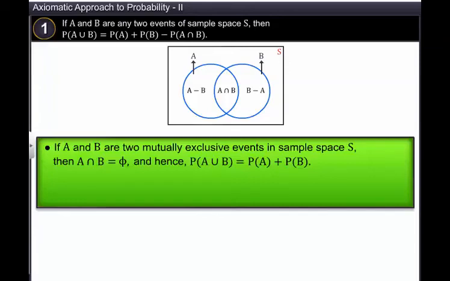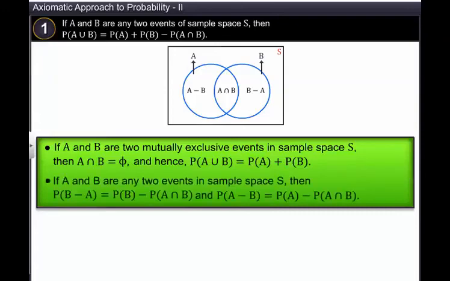If A and B are any two events in sample space S, then P of B minus A is equal to P of B minus P of A intersection B. And P of A minus B is equal to P of A minus P of A intersection B. Let's look at an example. Find the probability of getting a prime number or an odd number when a cubical die is rolled.